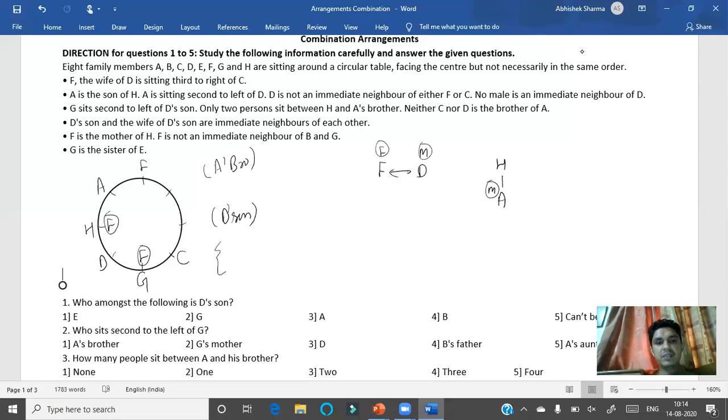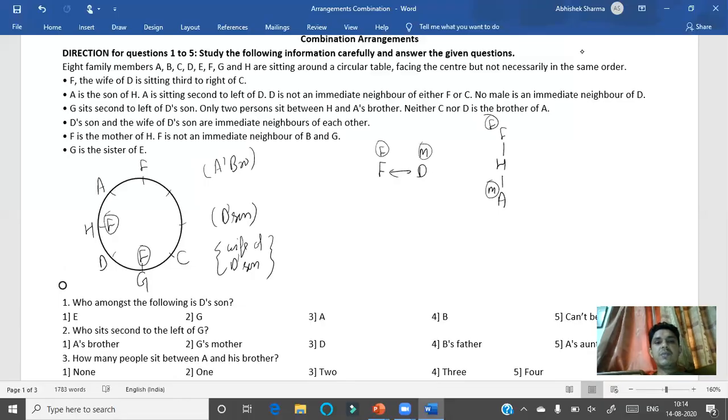So C will be the wife of D's son. Thereafter, F is the mother of H. So F must be here. As a mother, F will be female.